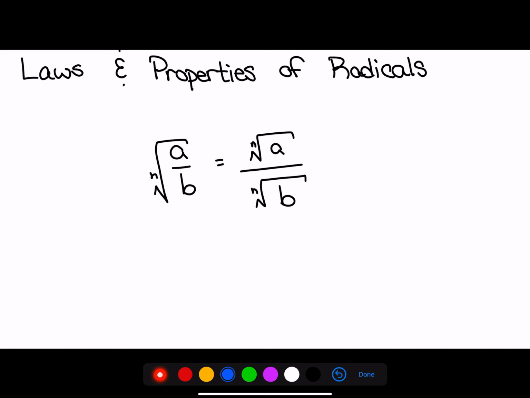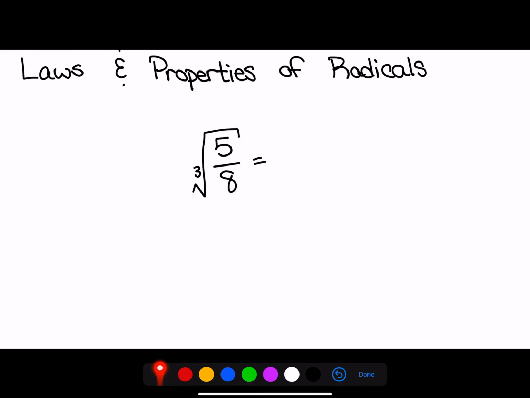All right, next up. This is the same type of thing with the exponents. If I have the nth root of the ratio of a divided by b, then this nth root can go to both a and b. So that turns into the nth root of a over the nth root of b. So if the whole thing is being taken the square root of, I can break it down into a square root in the numerator over the square root in the denominator. So for instance, if I have the cube root of 5 over 8, this can turn into the cube root of 5 over the cube root of 8.